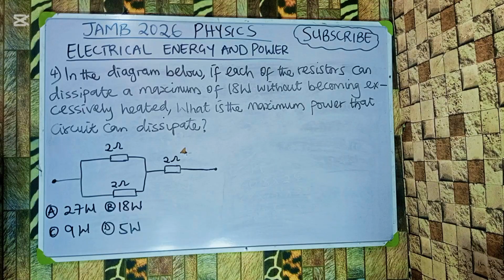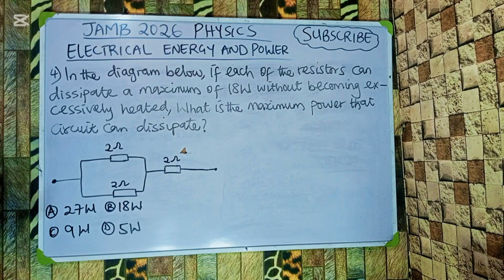Question 4. In the diagram below, if each of the resistors can dissipate a maximum of 18 watts without becoming excessively heated, what is the maximum power that the circuit can dissipate? So we have this diagram, and we have the following options.